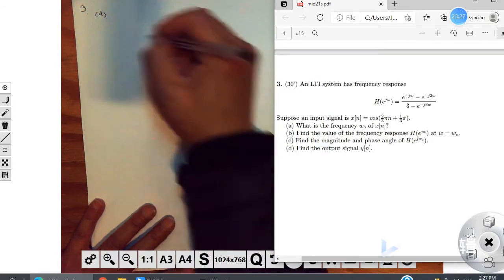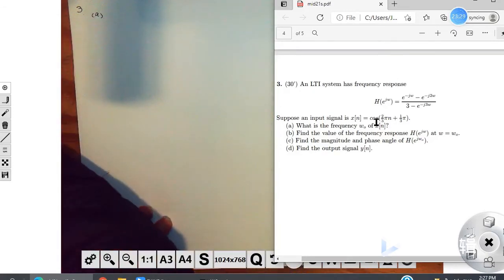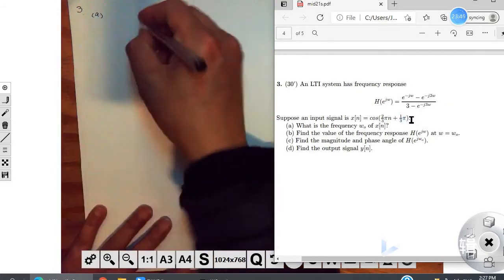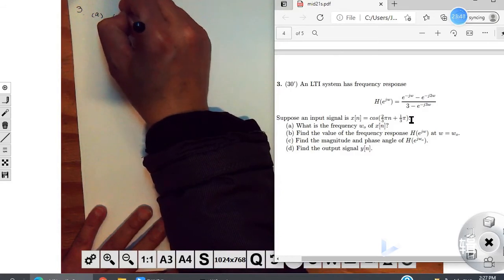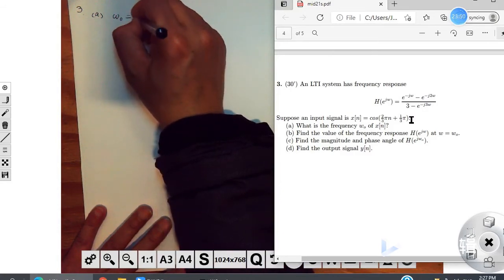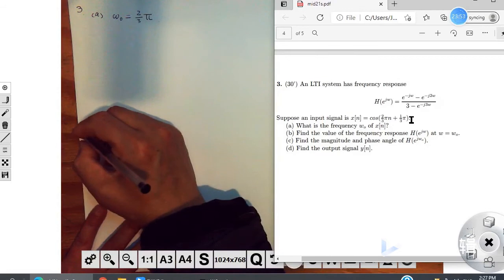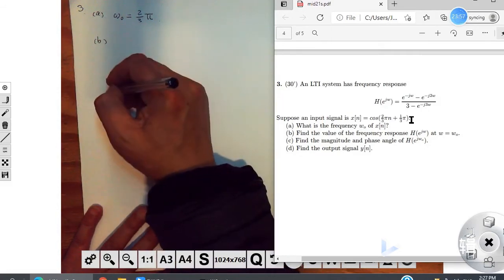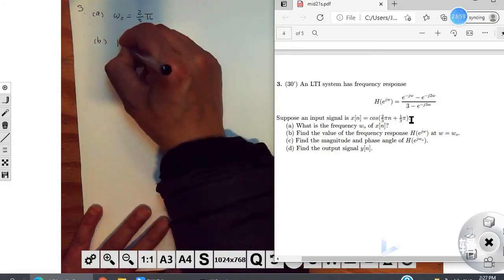Now you look at x of n. You have cosine of something, and we have two numbers: 2/3 pi times n, and here is a plus 1/3 pi. So actually 1/3 pi is a phase angle, right? The first one, 2/3 pi, is the frequency. So we have omega 0 is 2/3 pi. That is A.